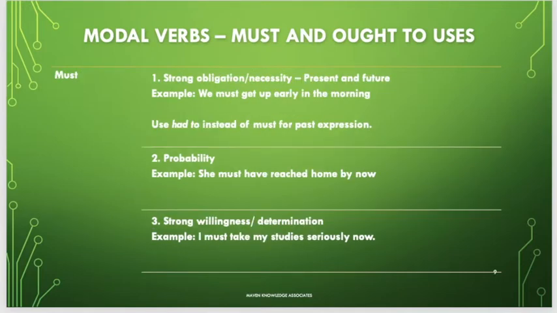Now let's talk more about where to use must. First is strong obligation or necessity, present and future. We must get up early in the morning. Must is used in case of strong obligation only in case of present and future expressions. And when we are talking about any obligation or necessity for past expression, we will always use have to instead of must. Then probability. She must have reached home by now.